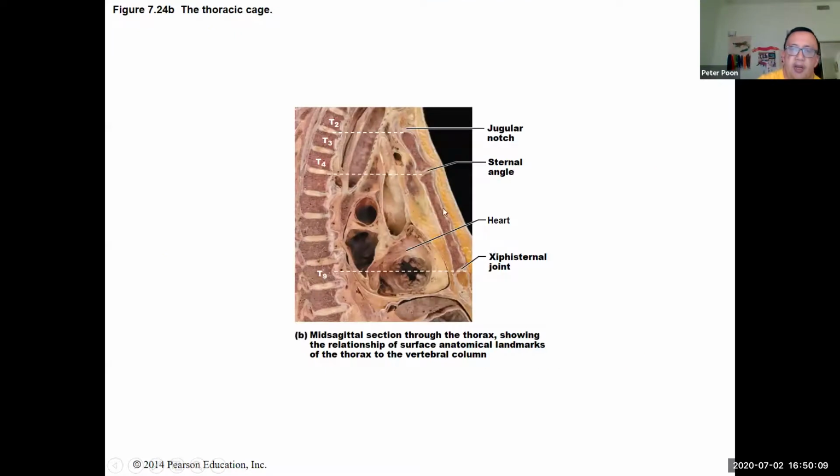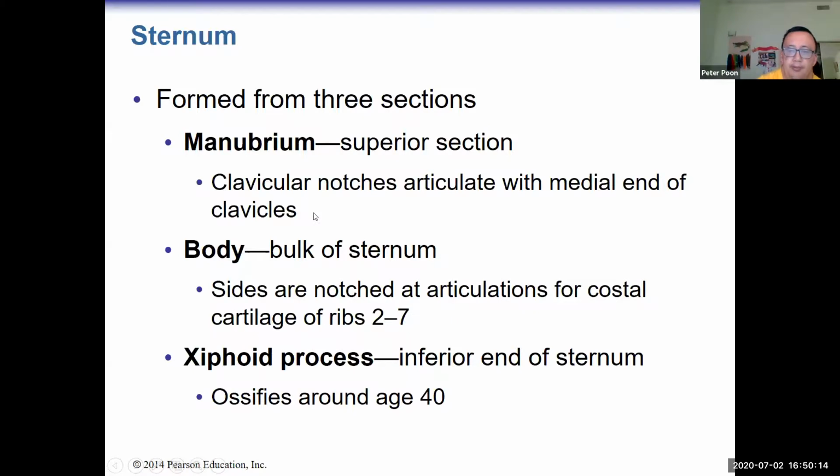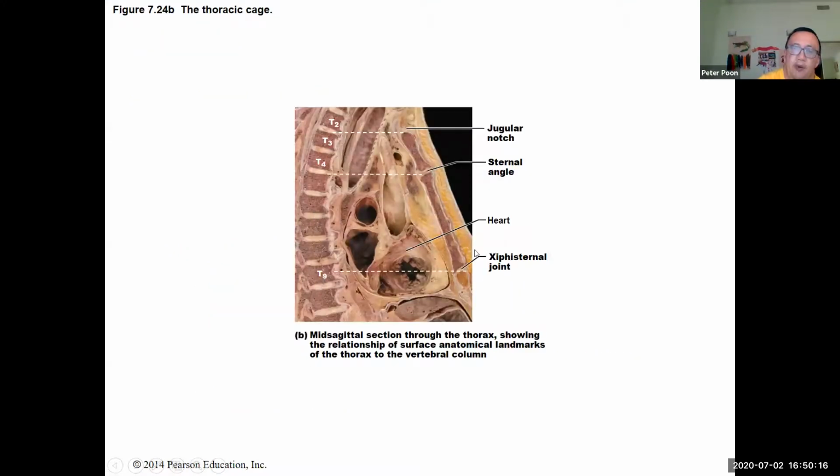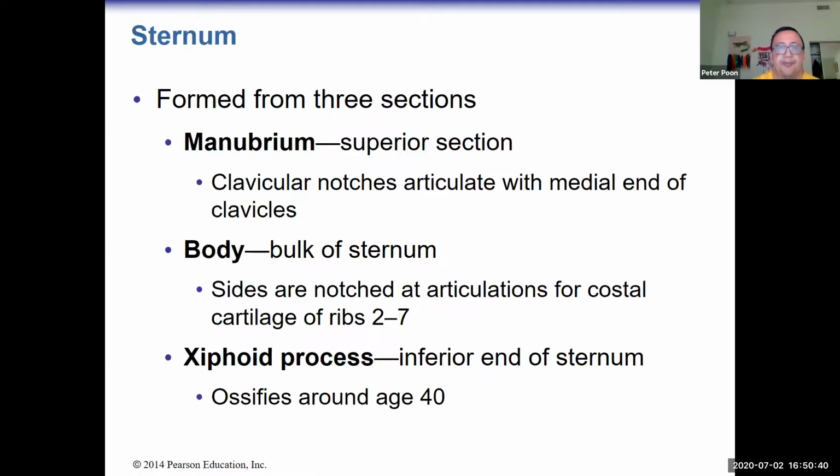You have this thing right here called the sternum, the heart, and the vertebrae. And what you're actually trying to do when you do CPR, some of you are CPR certified, is push this bone into that bone, and the heart is in the way. That's what CPR actually is. All right, so let's talk sternum.